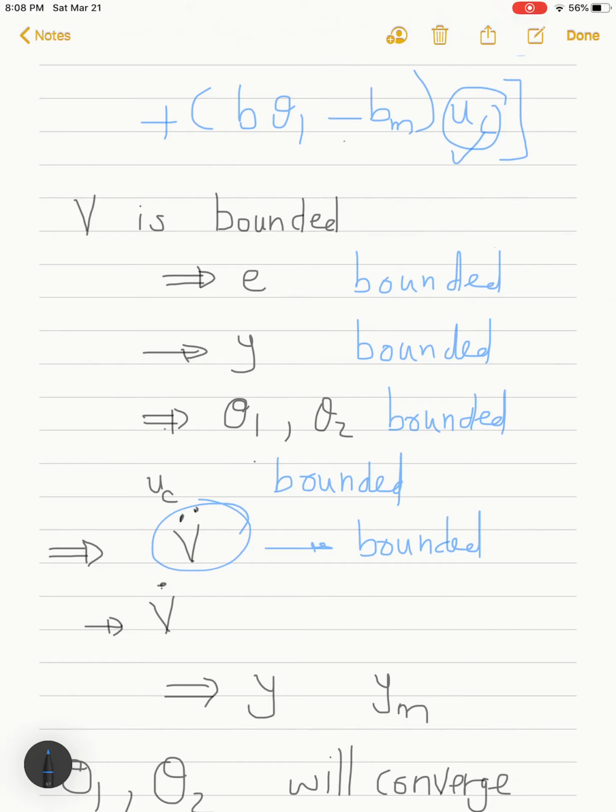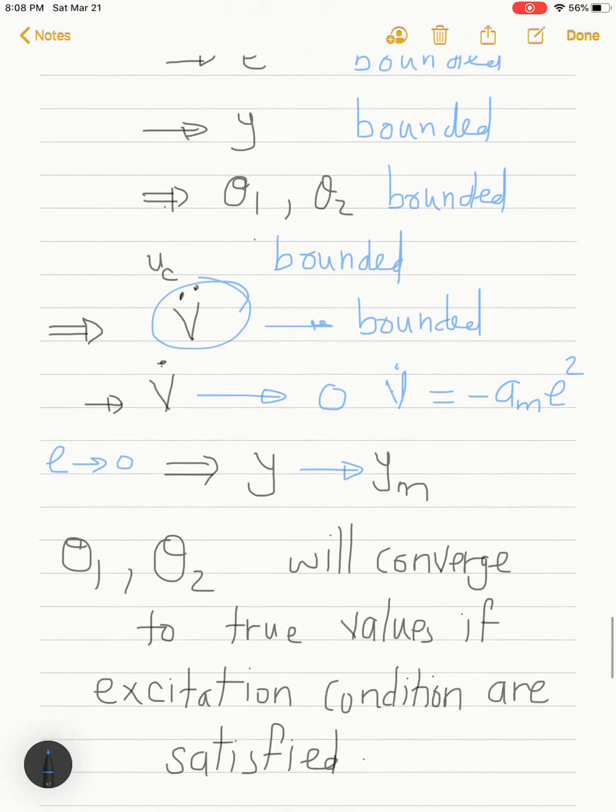And if V double dot is bounded, it means that V dot will go to 0, but V dot is equal to minus a_m e squared. So if V dot goes to 0, it means that e has to go to 0. And that implies that y will go to y_m. So actually the output of the system will follow the reference trajectory as required.